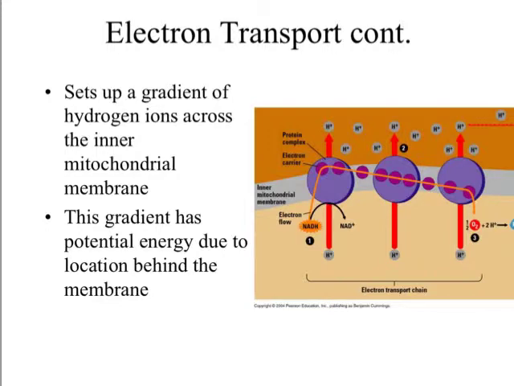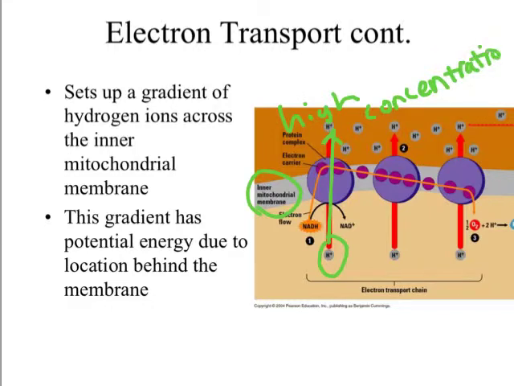Okay, so this electron transport chain sets up what's called a gradient of hydrogen ions across that inner mitochondrial membrane. So the hydrogen ions are going from one side to the other, and now we have a high concentration of hydrogen ions on this side. So we've got a lot of potential energy stored in that high concentration of hydrogen ions. They're going to want to go somewhere. Okay, so they're going to have high energy. They're going to be like, oh, I need to get out of here. And so we're actually going to use that energy in order to make ATP.